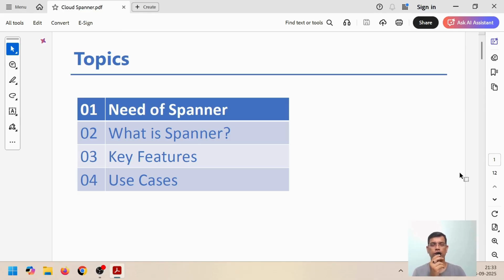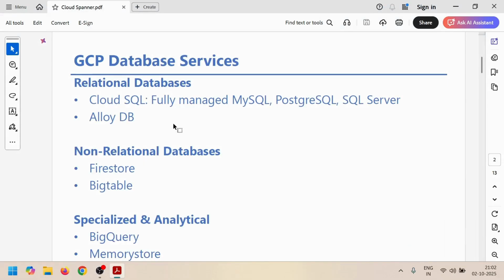Let's see today's agenda. Today we are going to start with the need of Spanner. Then we are going to see what is Spanner, its key features and use cases. So let's get started. Google Cloud already provides many database services.